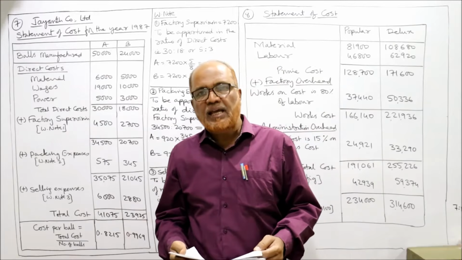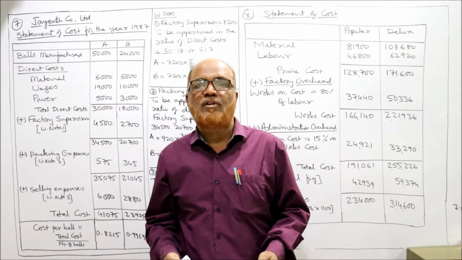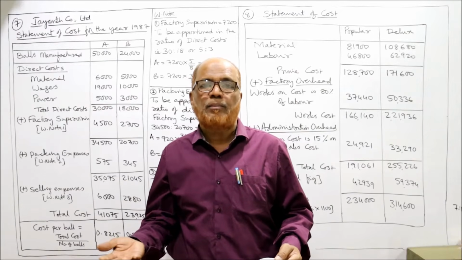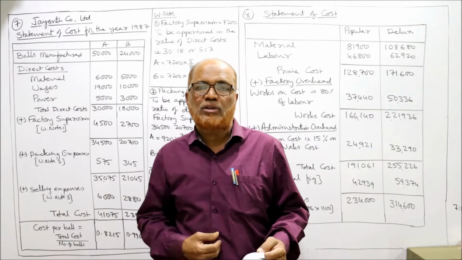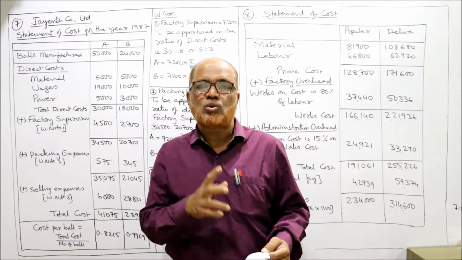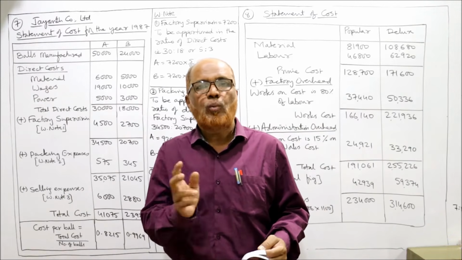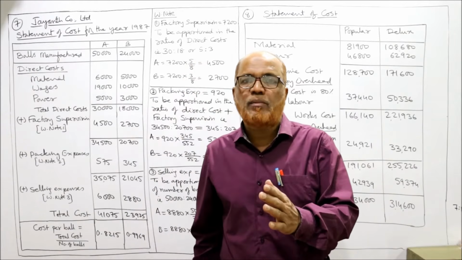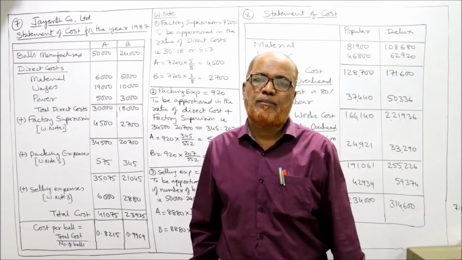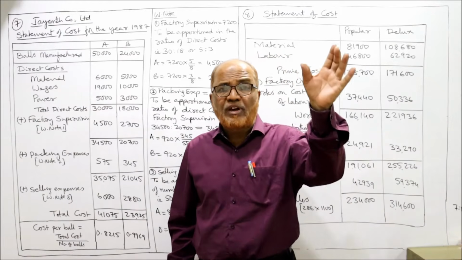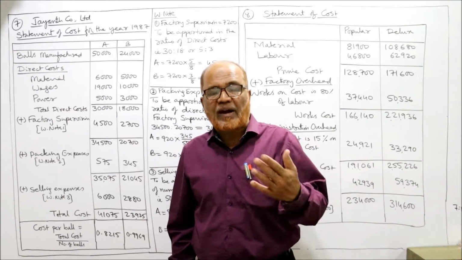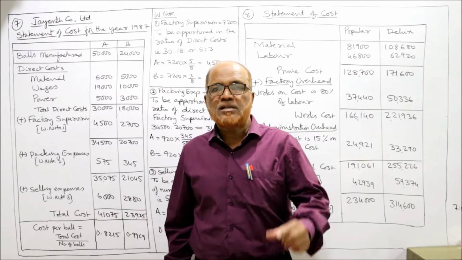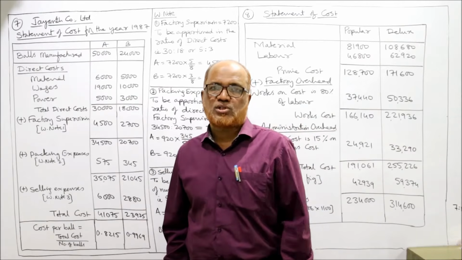And last, selling expenses to be charged in the proportion of number of balls manufactured. The number of balls manufactured are given in the problem. A 50,000, B 24,000. The ratio is 50 is to 24. In that ratio, we divide selling cost. So how is the problem? This problem is a little bit different from the previous problem. In the previous problem, we prepared a complete cost sheet showing factory overhead, administration overhead, selling overhead, but here it is not like that. Here some direct costs are given, some indirect costs are given.